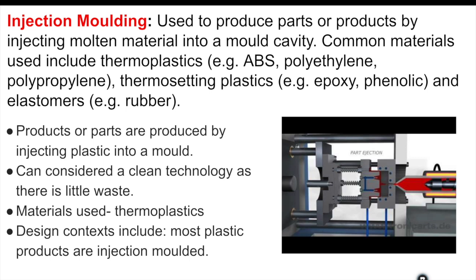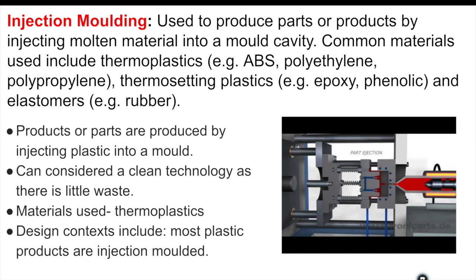Injection molding is used to produce parts or products by injecting molten material into a mold cavity. Common materials used are thermoplastics, so things like ABS or polyethylene or polypropylene, thermosetting plastics like epoxy or phenolic, and elastomers like rubber. Products or parts are produced by injecting plastic into molds. They can be considered a clean technology as there's very little waste.